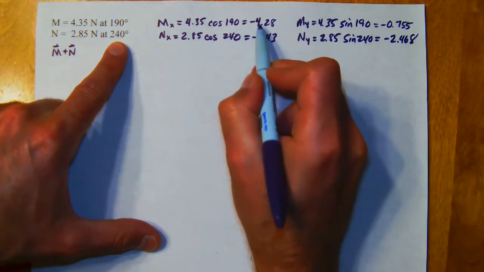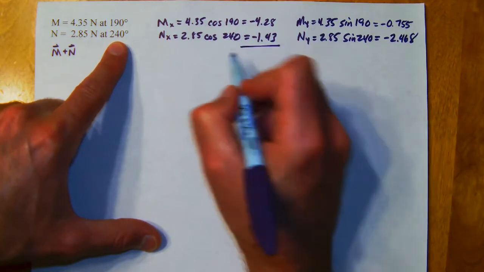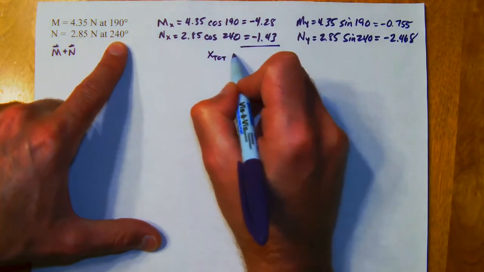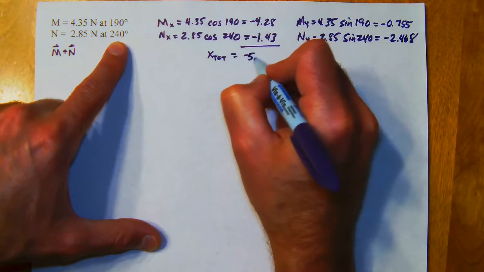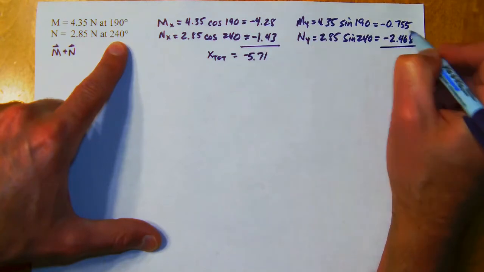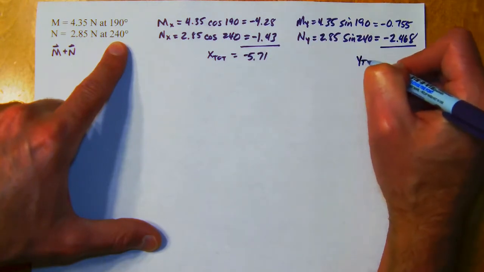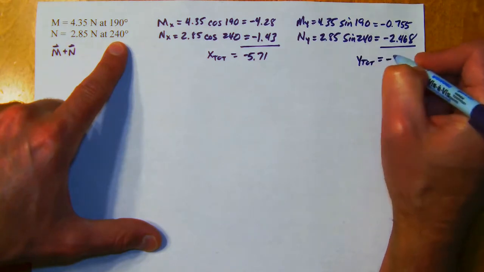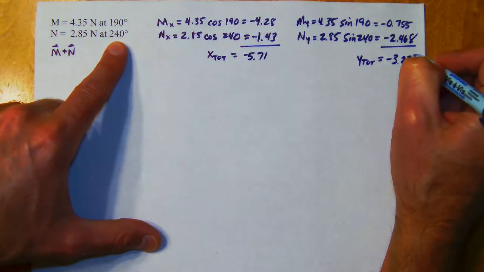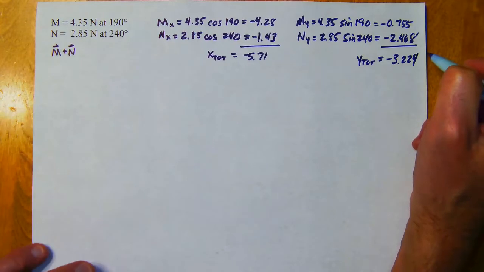Now remember, because these are both in the x direction, I can literally add them up and just get an x total, which is negative 5.71. Because both of these are in the y direction, I can add those up and get a y total, negative 3.224.